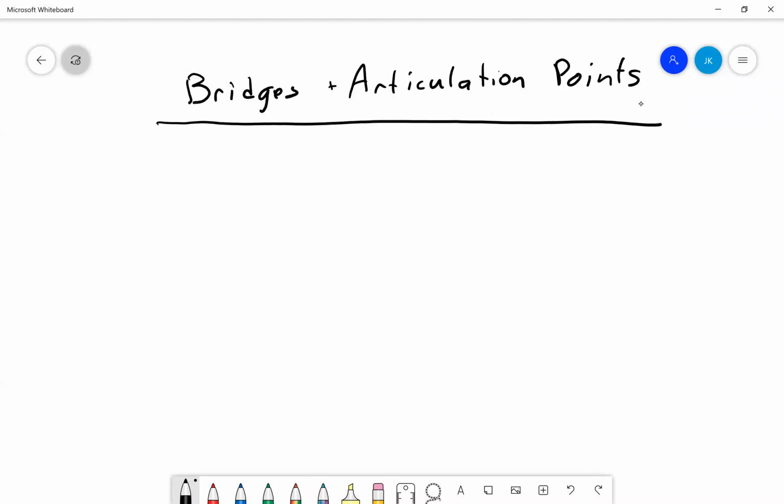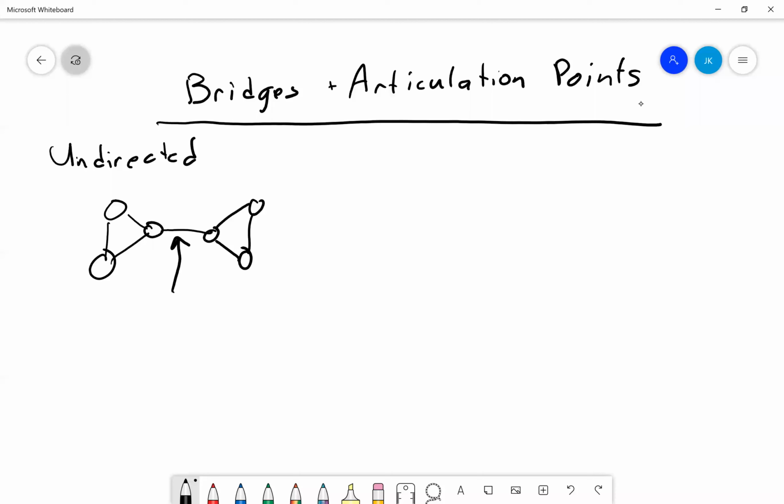So we need to first define what bridges and articulation points are. And basically, these are points in an undirected graph. So I'm going to assume that everything here is undirected. And these are going to be points in an undirected graph where if you remove either an edge or a vertex, it disconnects the graph. So for instance, if I have something like this, then that edge right there is a bridge, because if I were to remove that edge, it would disconnect the graph. And notice in this particular graph, if I removed any other edge, it would not disconnect the graph. So that is an example of a bridge.